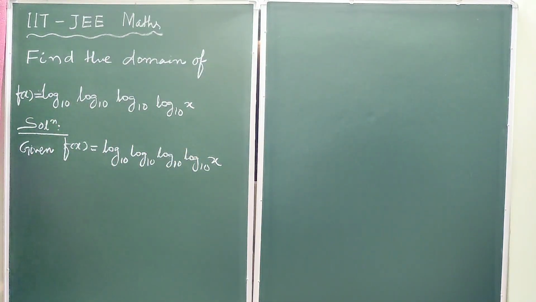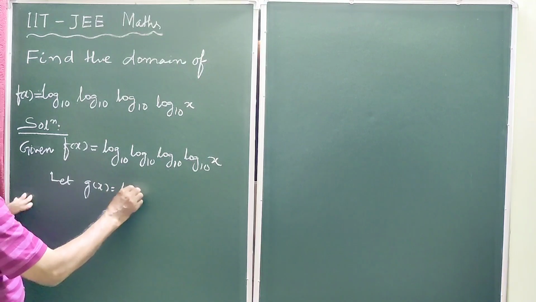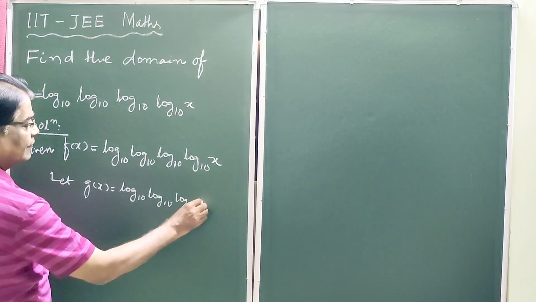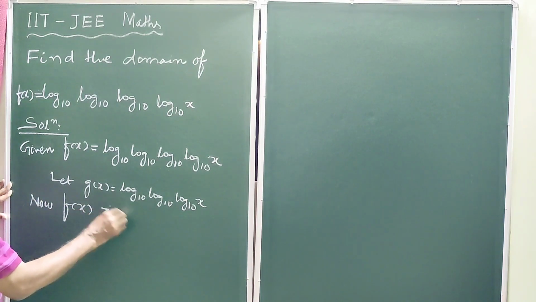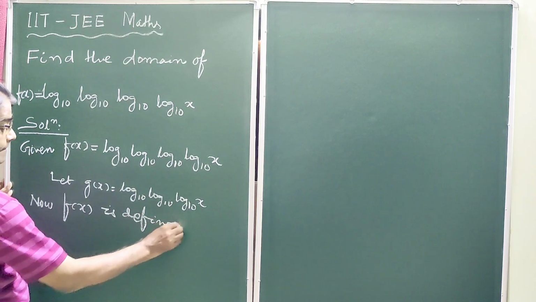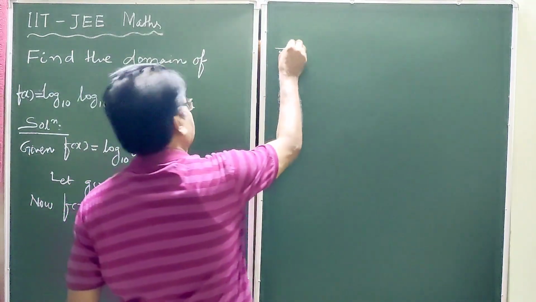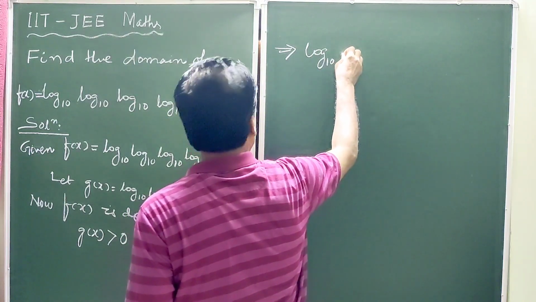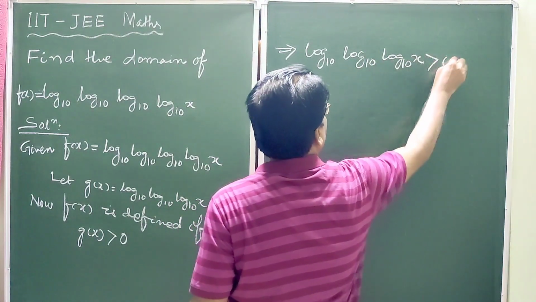So here f(x) is given. Let g(x) = log base 10 of x. Now f(x) is defined if g(x) > 0. This implies log10 of x > 0.